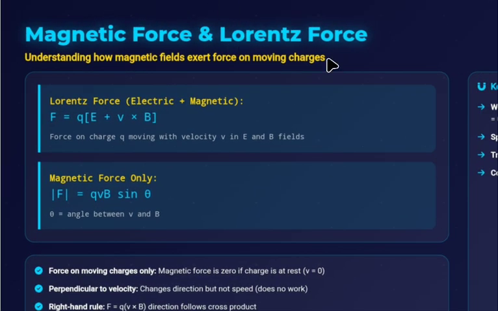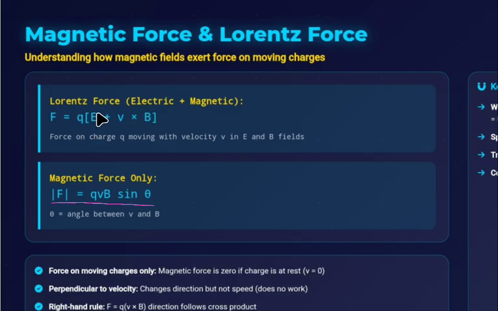Magnetic force and Lorentz force. Magnetic force means, as we just learned, F is equal to q(v cross B), that is qvB sin theta, where theta is the angle between them.